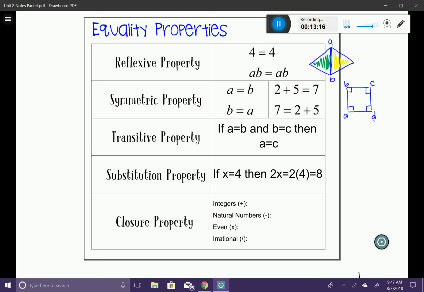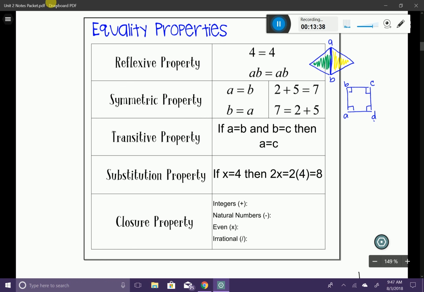It's just basically taking the symmetry and flipping it over. Okay, the transitive property. I love this property. It's kind of a cool property. So what it says is if A is equal to B and B is equal to C, then A should be equal to C. So let me give you an example here.